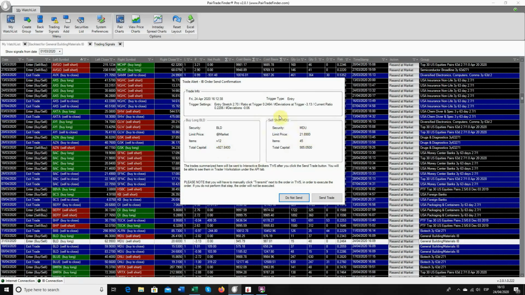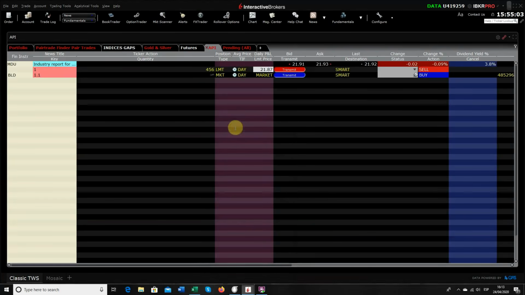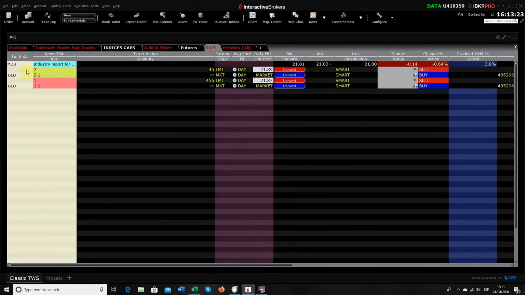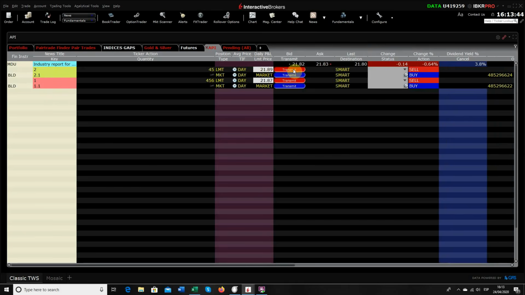What happens is with a pair trade order type, it's going to fill 100% of the short, and then it's going to automatically dump the long leg in at market, and you'll get filled immediately on that. So we'll say send trade. What happens? We go into our IB Trader Workstation. You can see you've got MDU BLD, and it's going 45 limit short on MDU at 21.89, which was the limit price on the short. It's currently trading at 21.82 to 83. Last trade 21.80. So if we hit transmit, that won't get filled.